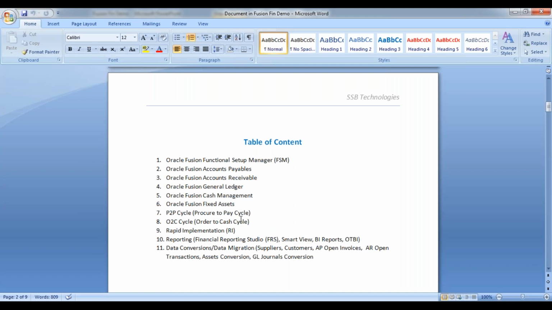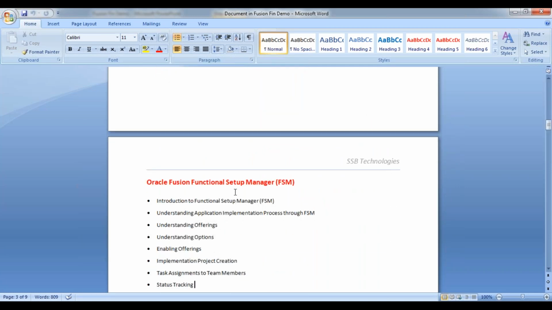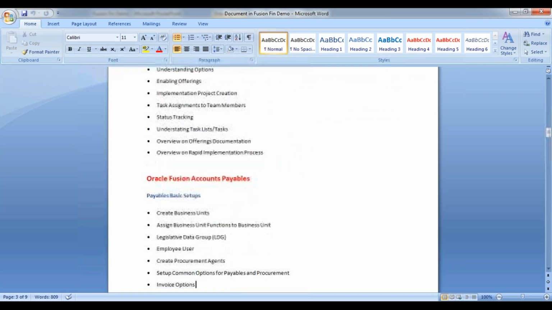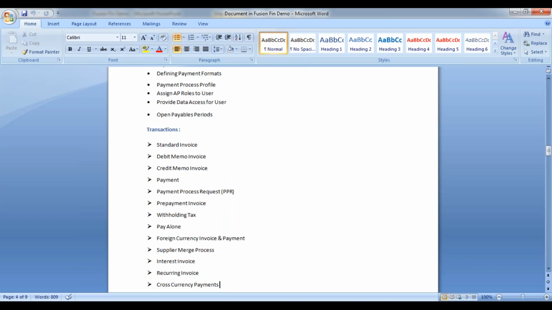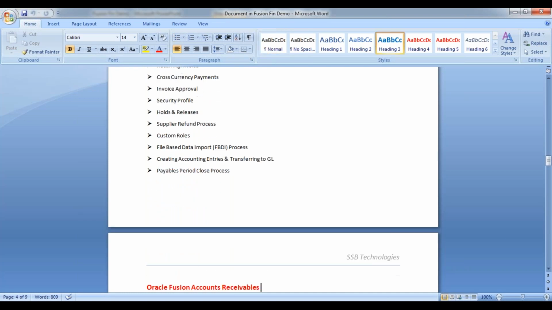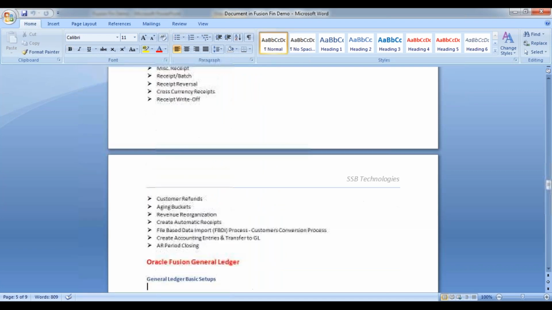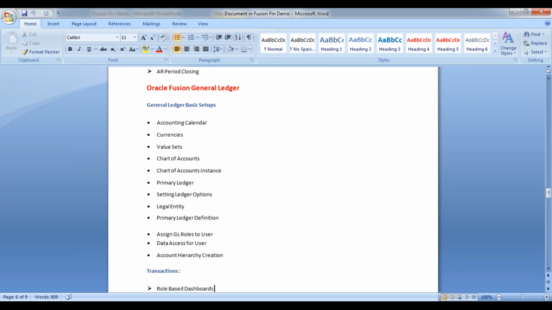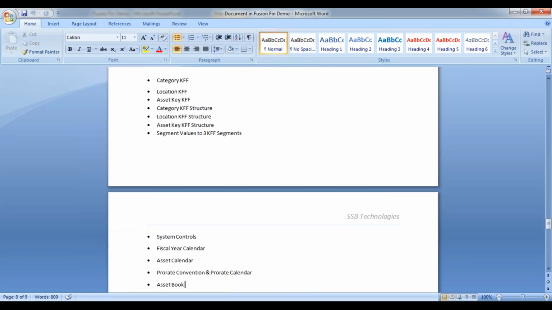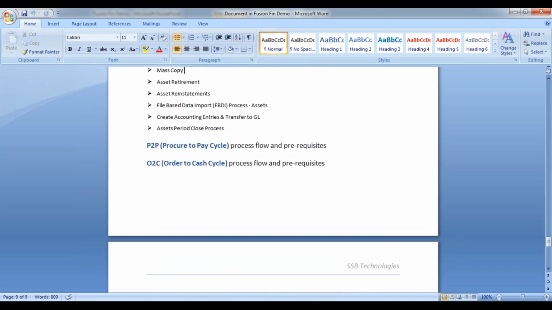So these are basically on a higher level. When we drill down further into each of these things, we'll have several other concepts. Under functional setup manager, there are several concepts. Under Fusion accounts payables, there are several concepts like this. There are several detailed functionalities under payables, and detailed functionalities under accounts receivables. You can go through all these details. Accounts receivable, Fusion general ledger. Under general ledger, what you learn. Under cash management, what you learn. Under fixed assets, what you learn. So this is basically the course content.